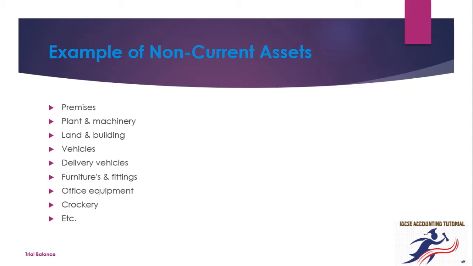What are the non-current assets? We need to know first. Non-current assets are those which are usually useful for more than one year, like premises. It is one kind of land as well. Then plant and machinery, land and buildings, vehicles, delivery vehicles, furniture and fittings, office equipment, crockery, and so on.